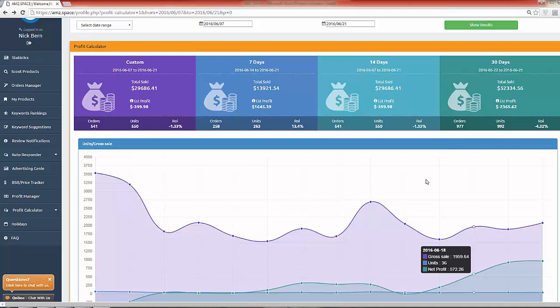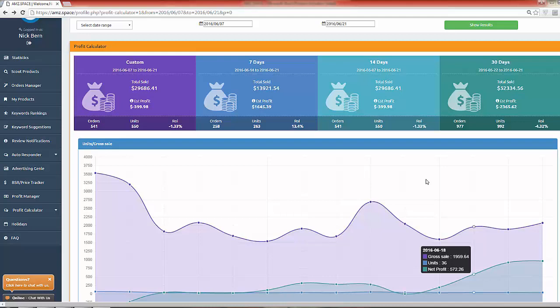Let's talk about AMZ.SPACE Profit Calculator. Now this handy tool will allow you to analyze your profits, your units sold, your orders, and your gross total sales. All this data is going to be pulled from My Products. You can find My Products on the drop-down menu on the left, where you enter your product-specific information, including your Amazon price, your profit, and your units available.